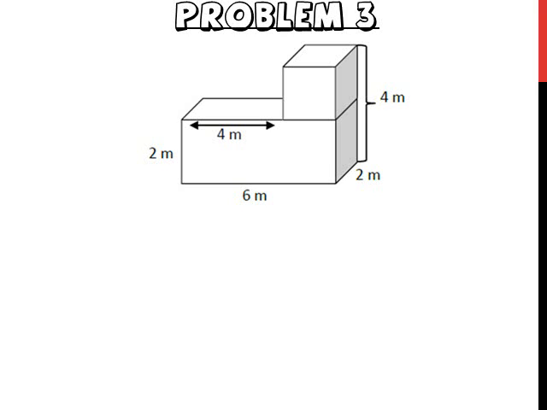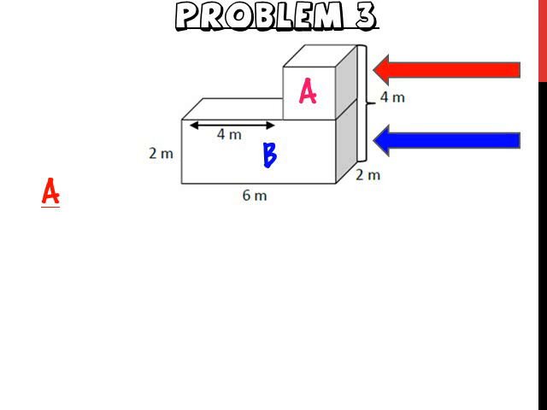Problem number 3. I'm going to label the top box A and the bottom box B. Now, if I focus on A, I notice that A's face side is a square. That means it's going to have all sides equal. I look at the 4 because it almost looks like it's part of that cube, but it's not, because 4 is the length of A and B combined. So I'm going to find this 2 down here because it is the width of A. And if 2 is the width of A, then the length of A is 2 and the height of A is 2. So I'm going to multiply 2 times 2 times 2.